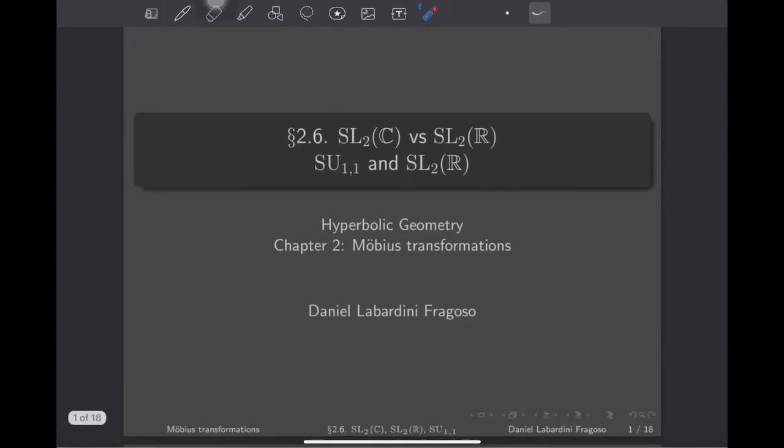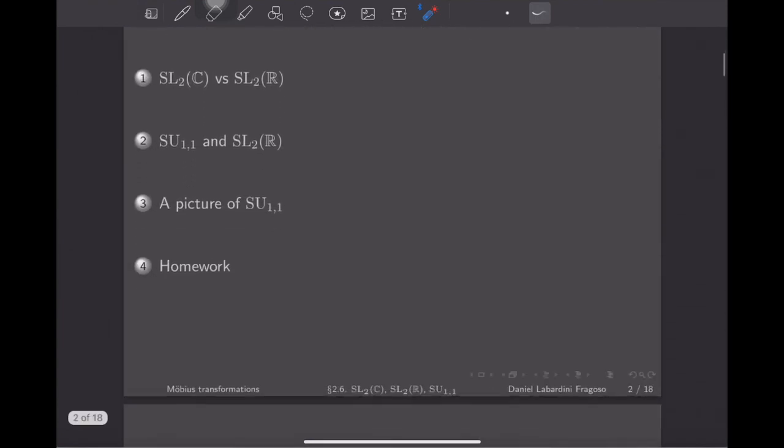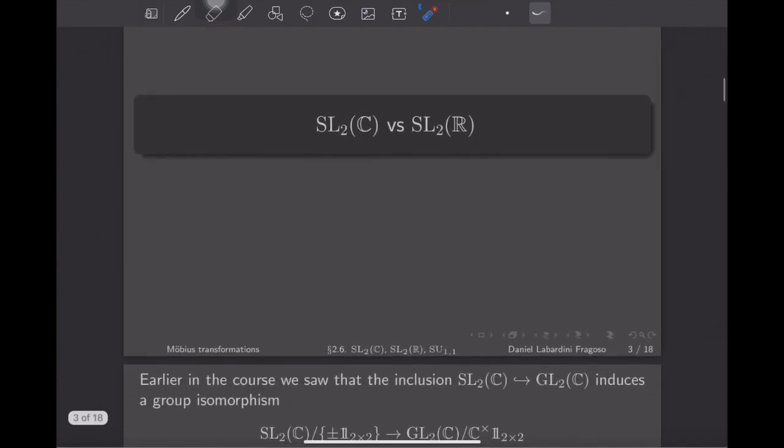And today we study a couple of groups that are actually going to be related to the group of isometries of the hyperbolic plane, of at least two models of the hyperbolic plane, right? And these are SL2R, so 2 by 2 real matrices with determinant 1, and SU11, of which I will see the definition. And so let's start by somehow comparing SL2C and SL2R.